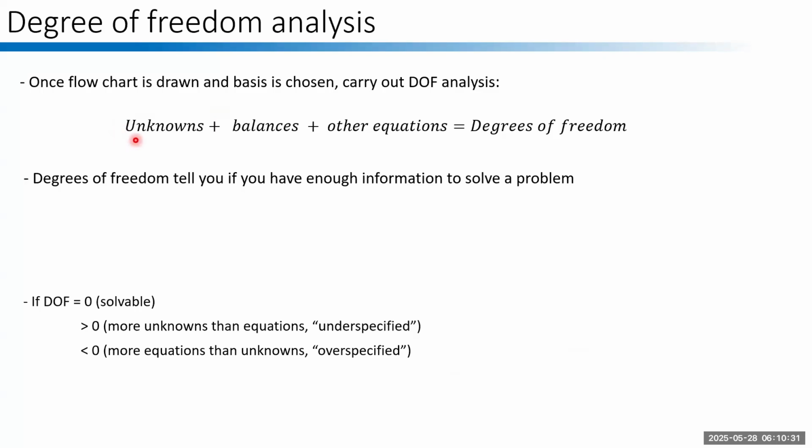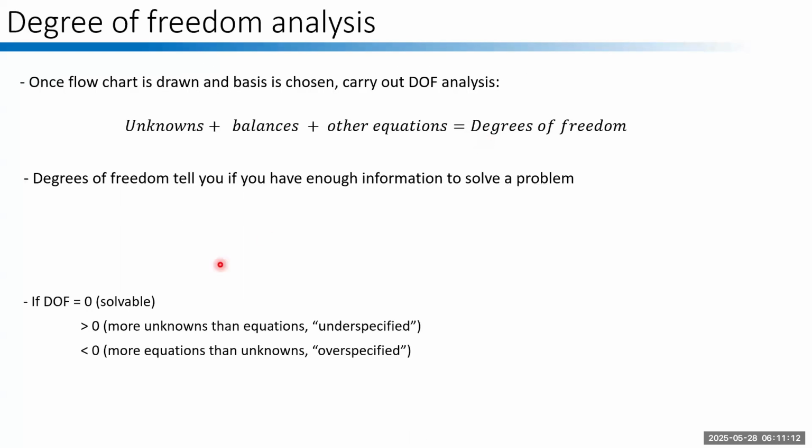In the degrees of freedom, I look at how many unknowns I have, right? So I can count up all of my variables that I don't know what they are. I can look at how many balances I can write. So that's a mass balance. I can look at and count up any other equations that I have. And this might relate, say, to fractions, right? I may know what percentage of something exists. And these are going to give me the number of degrees of freedom in my system.